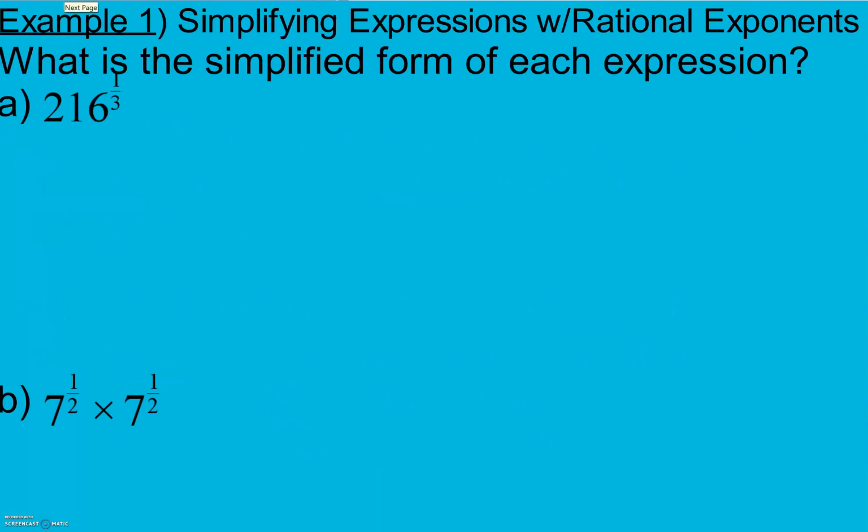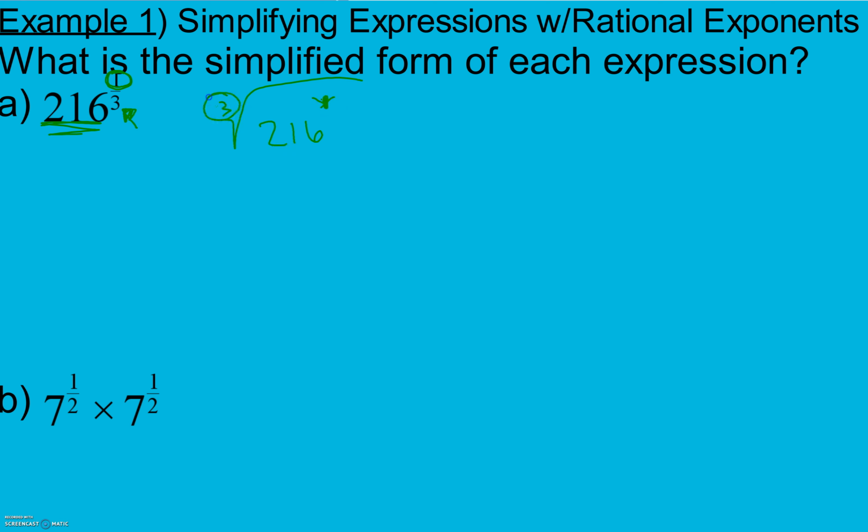So in example 1 here, we're going to simplify the expression 216 to the 1/3 power. We can rewrite it. I'm going to take my base as my radicand. My exponent is becoming my numerator, so that stays a 1. And my denominator becomes my root. So 216 to the 1/3 power is the cube root of 216 to the 1st power. And again, we don't need that 1 there.